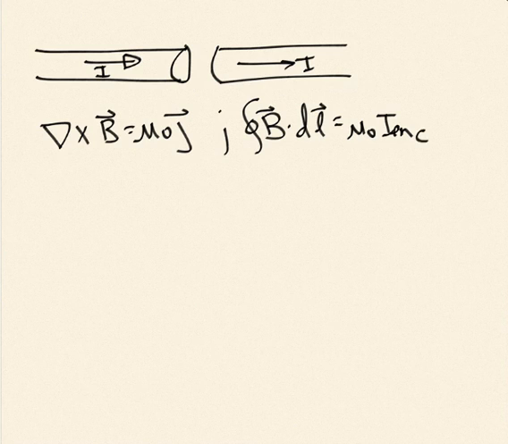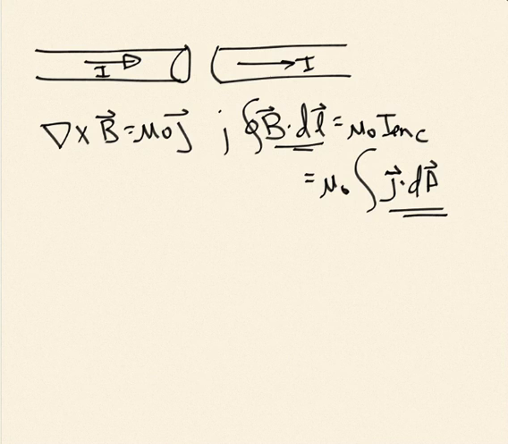Just to remind you, I enclosed is defined as the current that crosses some area. So we'll have a J dot dA, and the area here is bounded by this loop. Now I didn't give myself much room here, but what I can do is look at this wire and pick a loop that looks like this.